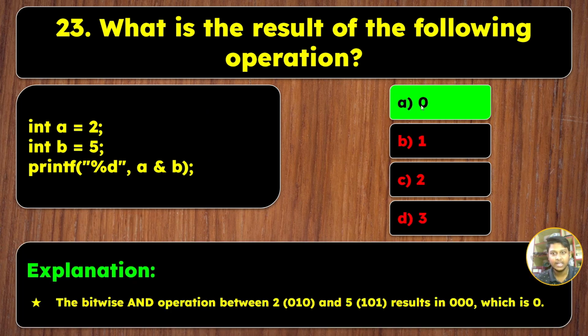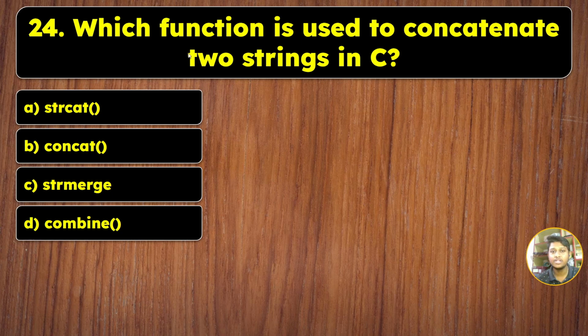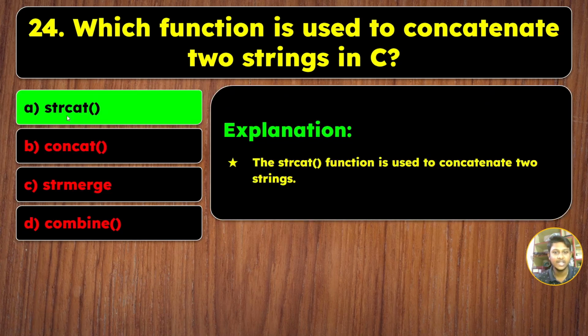Now let's check what is our correct answer. As you can see, 0 is our correct answer. Let's read the explanation. The bitwise AND operation between 2, which is 0 1 0, and 5, which is 1 0 1, results in 0 0 0, whose decimal value is also 0. Now our next question is, which function is used to concatenate two strings in C? strcat function, concat function, strmerge function, or combine function? Its correct answer will be the strcat function.